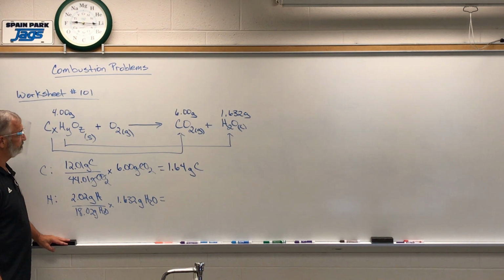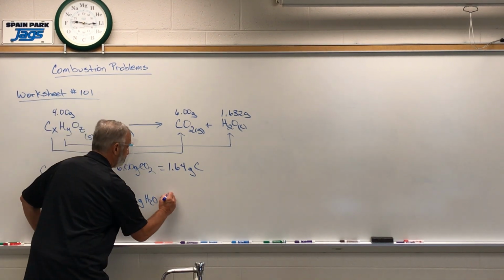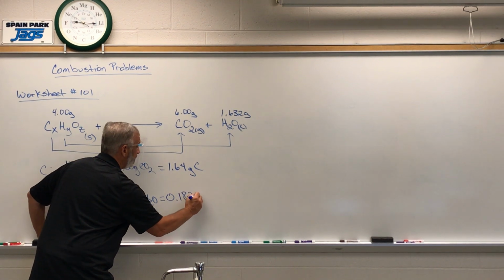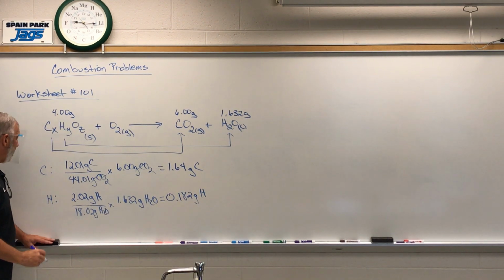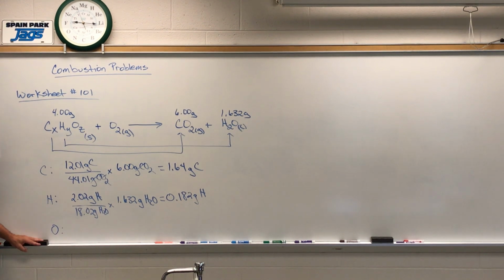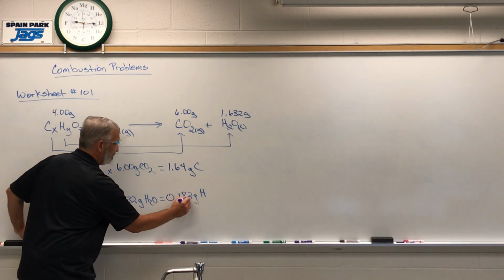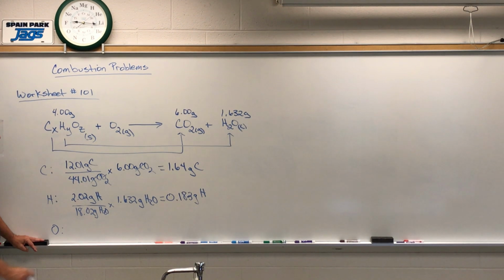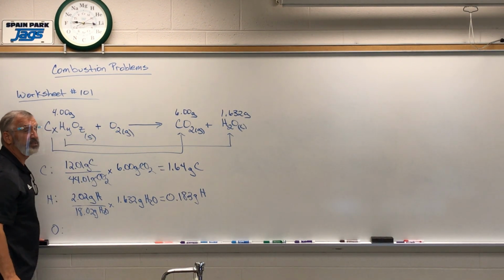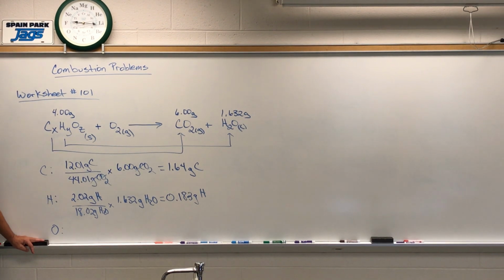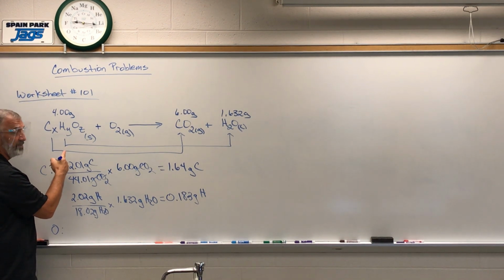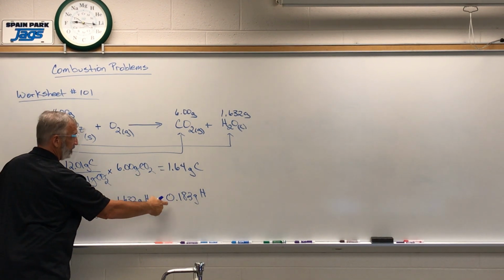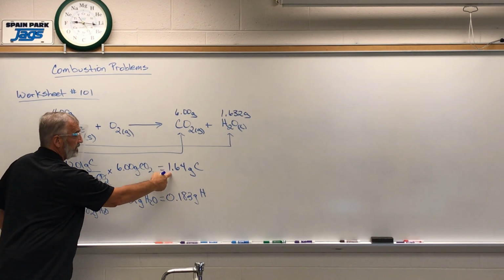So what does that come out to? 0.1829 grams of hydrogen, oh, it'd be 0.183. So now how can we get oxygen? Because the oxygen's in all four of them, that makes it a little bit more complicated. 4.00 grams CxHyOz minus 0.182 grams hydrogen minus 1.64 grams carbon.